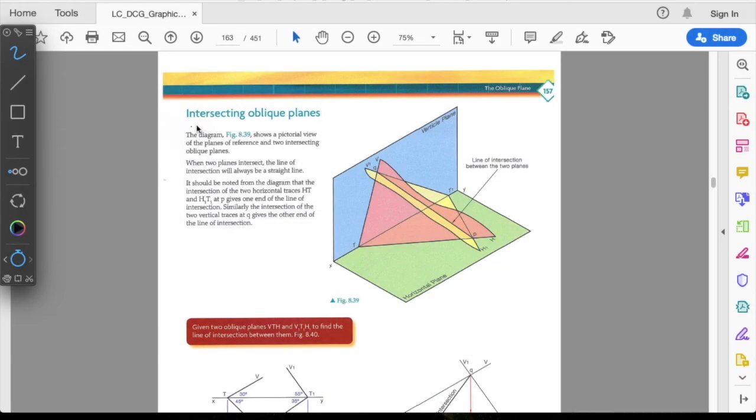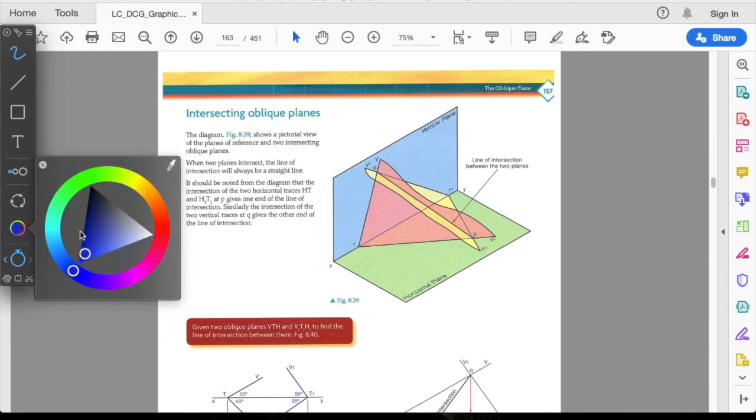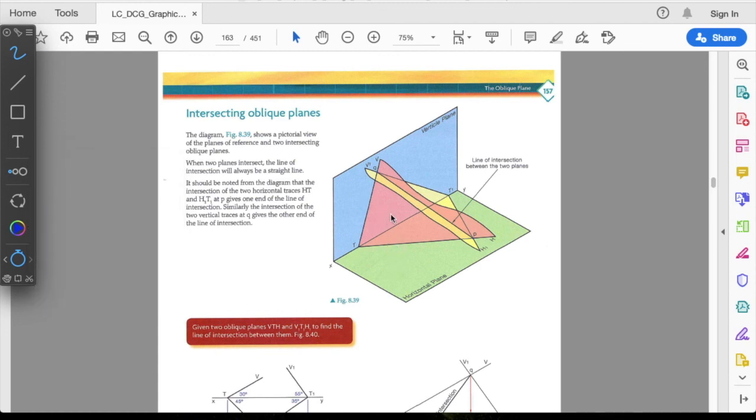In this video, we're going to look at intersecting oblique planes. Up until now, we've always looked at oblique planes where we only had one, say, the red one here or the yellow one. But now we have two oblique planes, and what happens with these is that they can intersect each other. What we want to find is a line where they intersect each other, which is called a line of intersection.